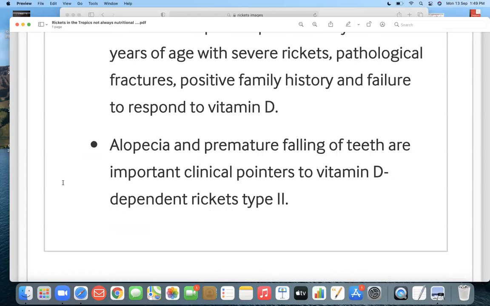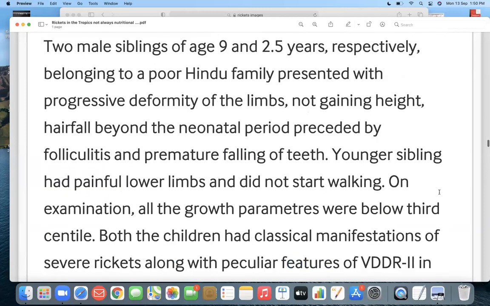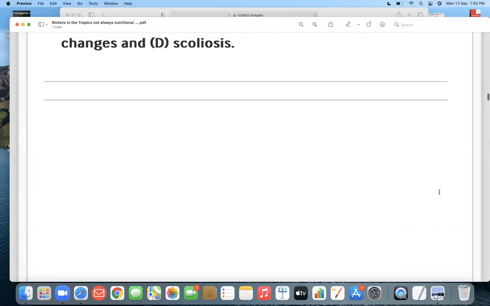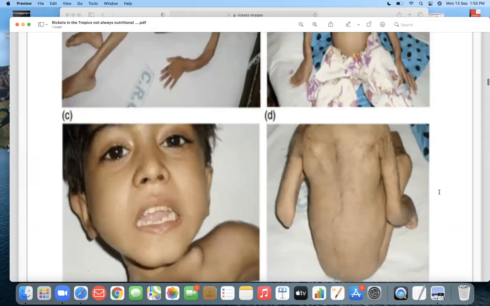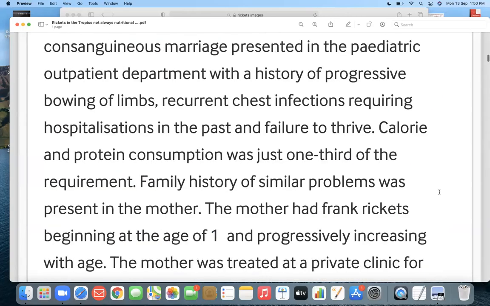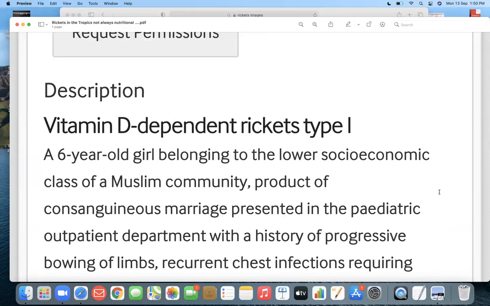Alopecia and premature falling of teeth are important clinical pointers to vitamin D resistant rickets type 2. So when you are seeing the patient, always concentrate on whether he has alopecia or not, and also his teeth. Okay, this is for your differential. Regarding this, there is one, I don't know if I can open it or not. We can read from this also so that we'll get to know the difference about type 1.